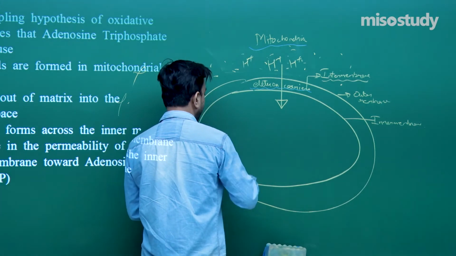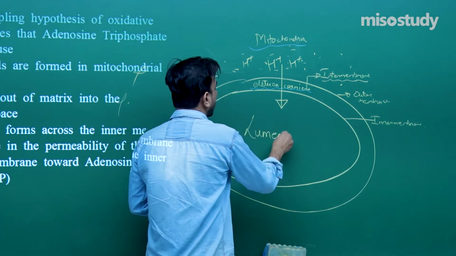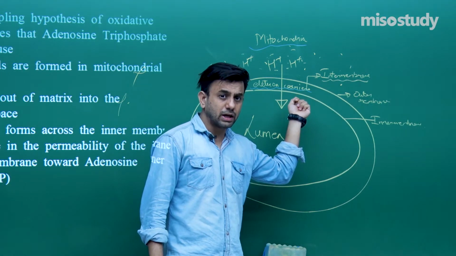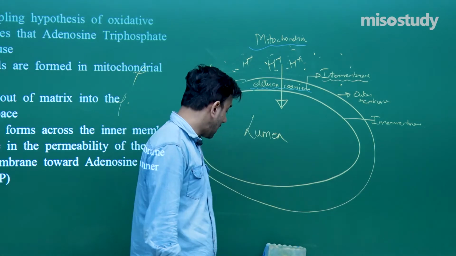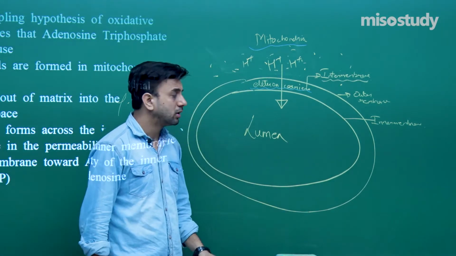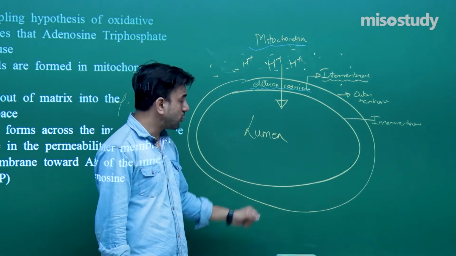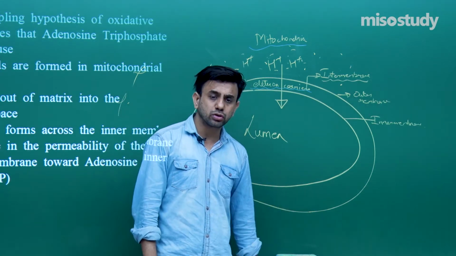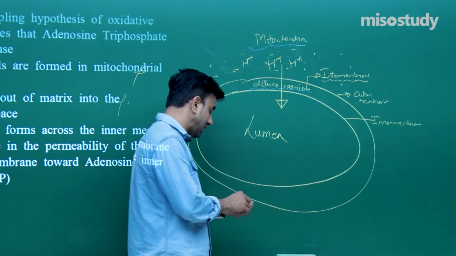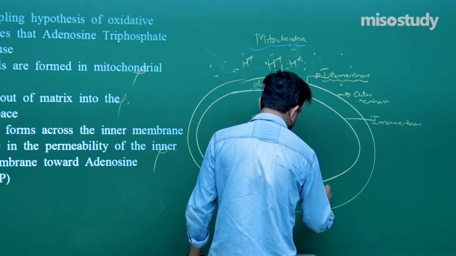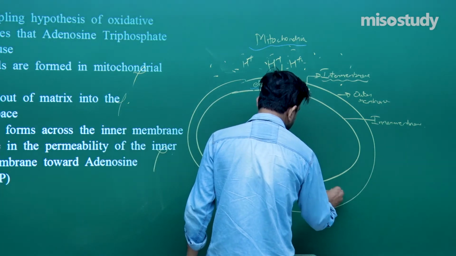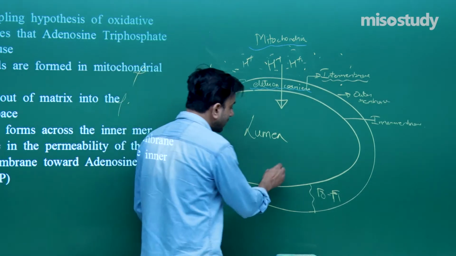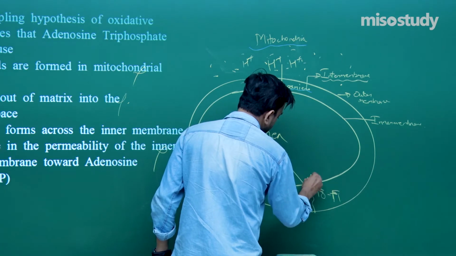So, lumen, and hence we see that the inner gets more positive than the outside. Now, this hydrogen ion has to come out again back into the matrix, and how does it do that? There is something called the F0 F1 ATPase enzyme, and this hydrogen ion now tries to come out through this.